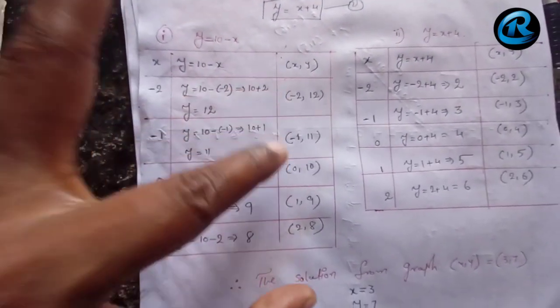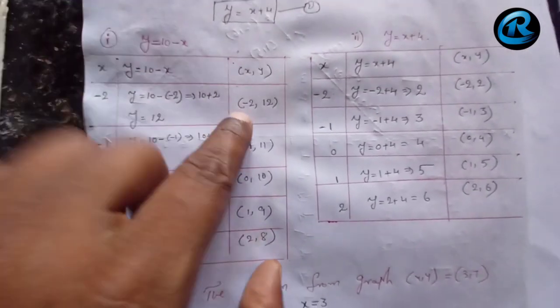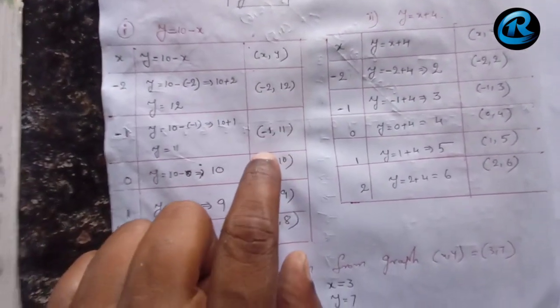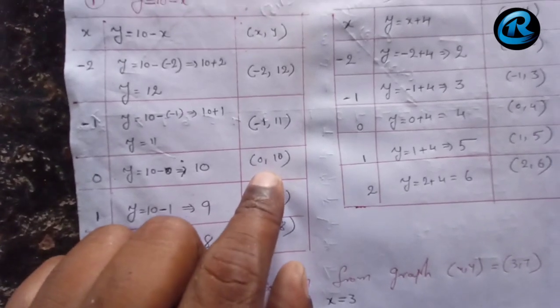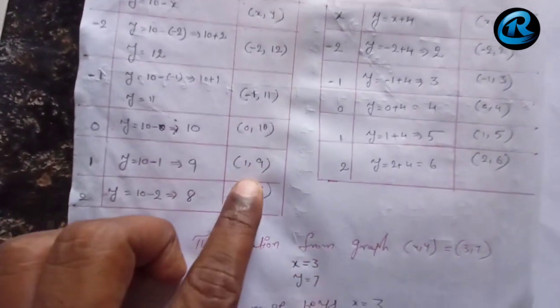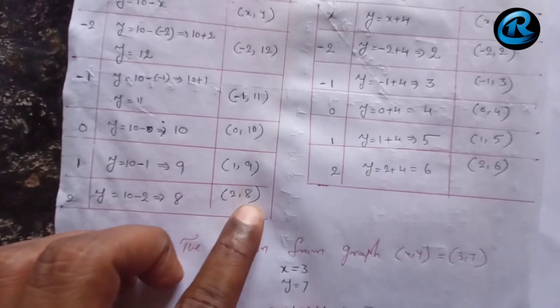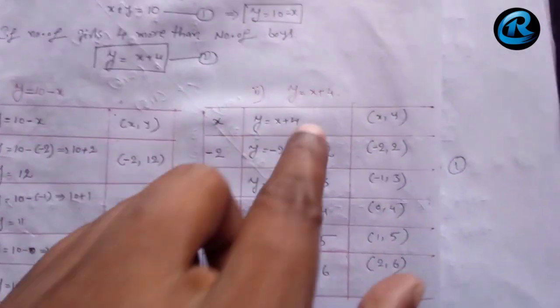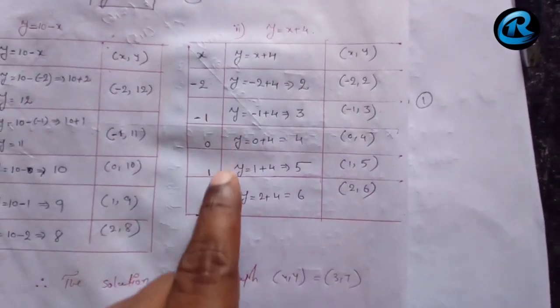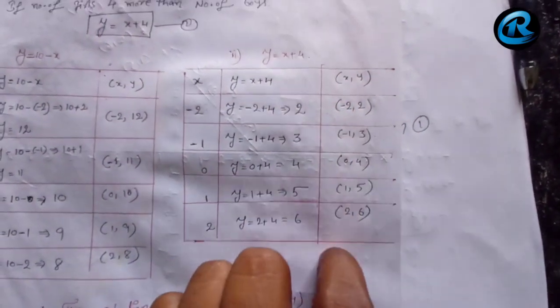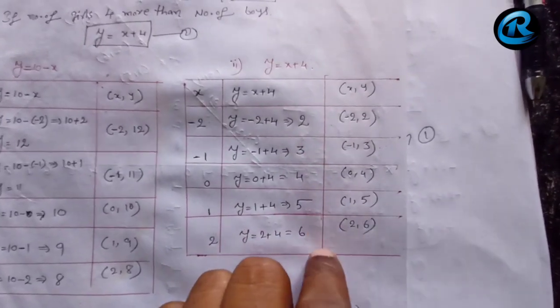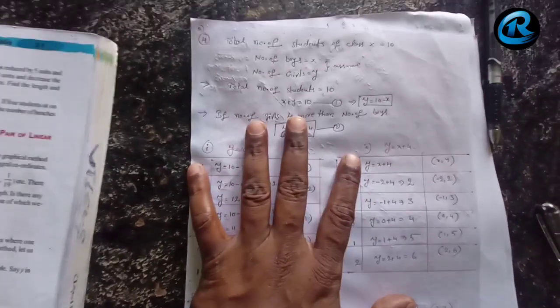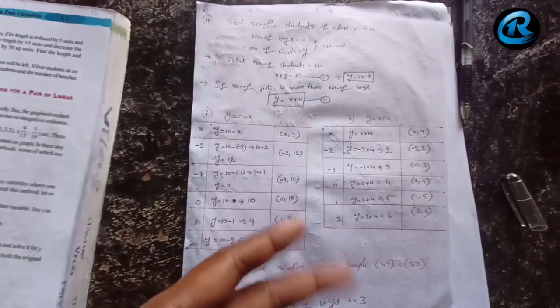You will get some y values. When x equal to -2, y equal to 12, x equal to -1, y equal to 11, x equal to 0, y equal to 10, x equal to 1, y equal to 9, x equal to 2, y equal to 8. Then in the second equation, already it is y equal to x plus 4, no, then assume some x equal to -2, -1, 0, 1, 2, then you will get y values like 2, 3, 4, 5, 6. So now we know that these lines are going to intersect, but where they are going to intersect, how to find out.